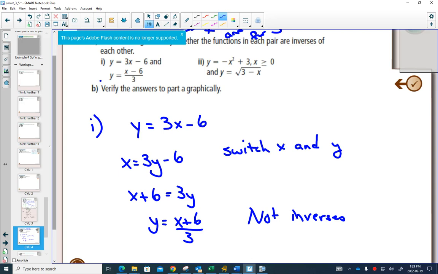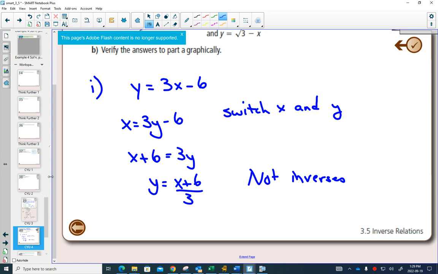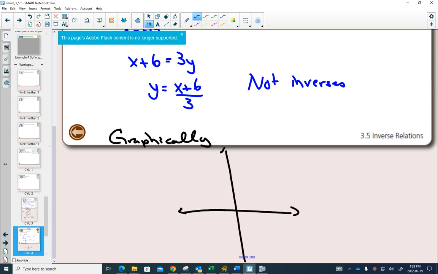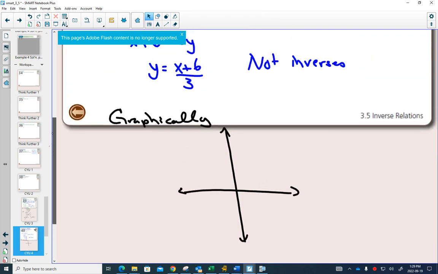If we were to graph both of these, because part B says to verify it graphically, the one equation was y equals 3x minus 6. I'll do that one in blue. And so your skills from graphing from grade 10 will come into play. You need to remember, how do we graph lines?